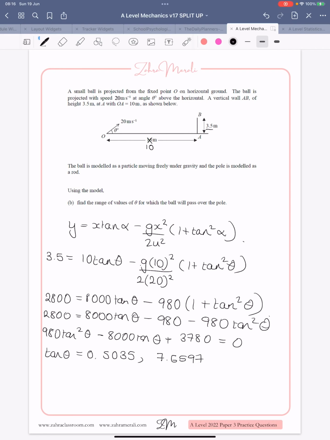Now remember, tan is the one that can be above 1. And then you inverse tan both of these. So you're going to get shift tan 0.5035. Make sure you're in degrees. Let's say we'll do it to 1 decimal place. So 26.7. And if I do shift tan of the other one, you're going to get 82.6. So that tells you your theta has to be bigger than 26.7, but less than 82.6. So that's your range of values for when it's going to go over the pole.